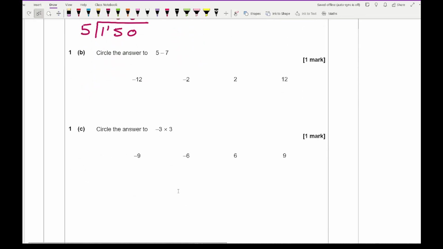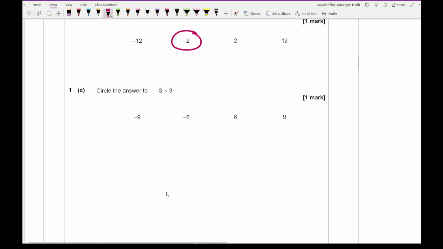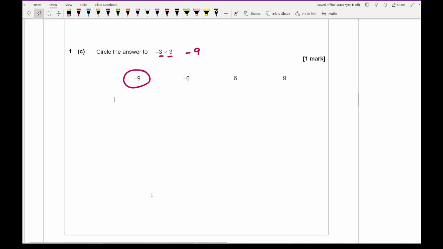It then says for 1b, circle the answer to 5 take away 7, and the one you want to circle is -2. Then for C, it says circle the answer to -3 times 3. Well, 3 times 3 is 9, and a positive times a negative is a negative. So the one I want to circle is the first one, -9.